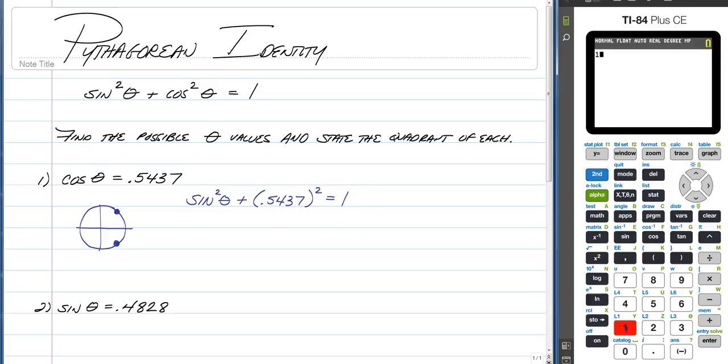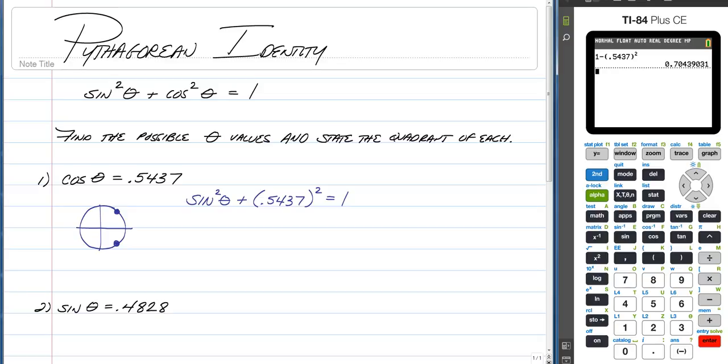So I'm just going to type 1 minus, and then we have 0.5437 squared. And after we do that, we are going to get a long, crazy decimal. Now, again, do we want to write that all out? Sure, if you want to.